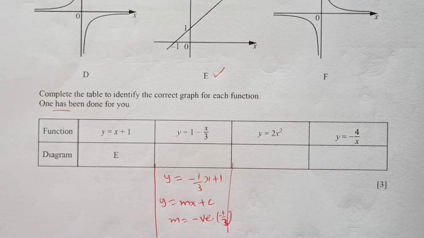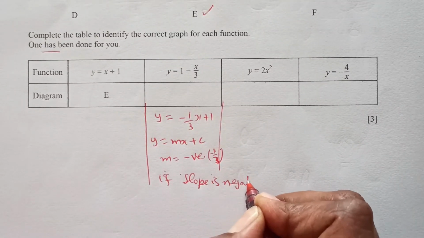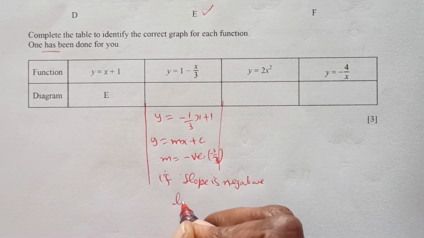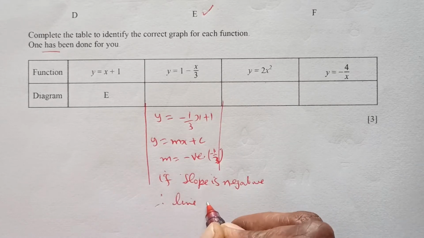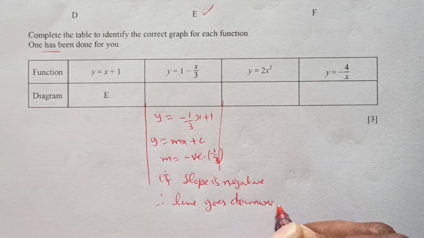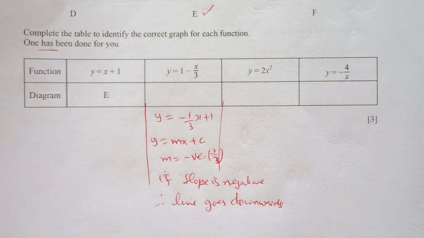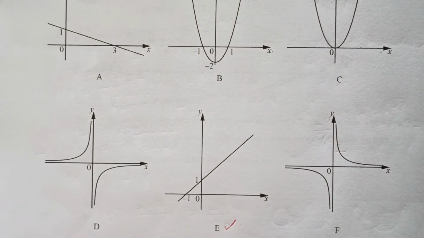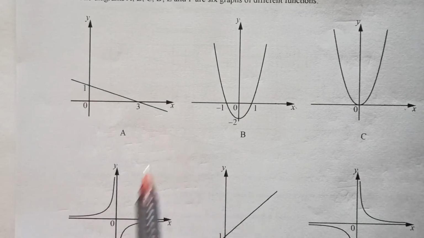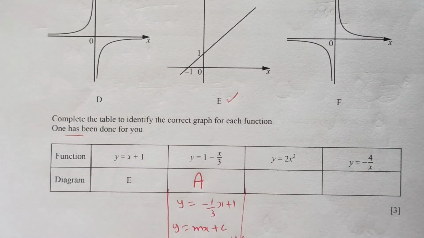So slope is negative. That means if the slope is negative, the line will go downward. We can see here this E was done, this line is going downward. So that means the answer of this will be A.